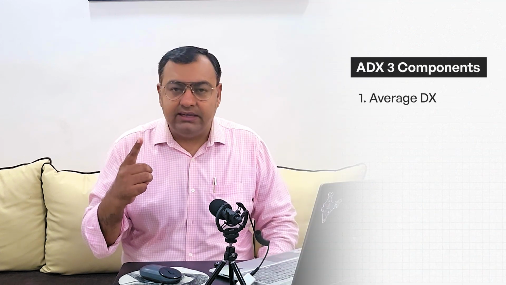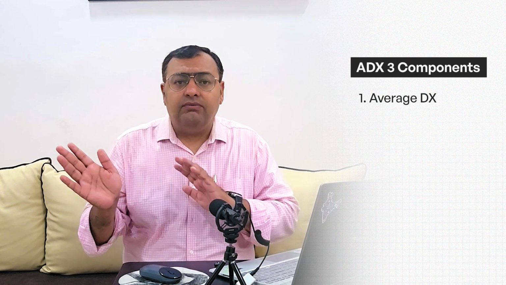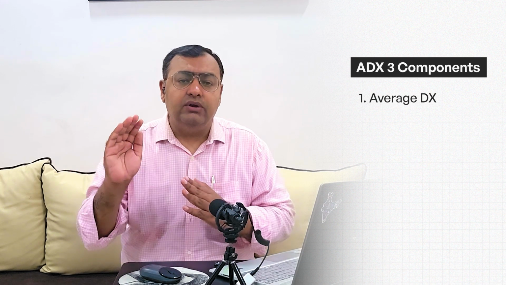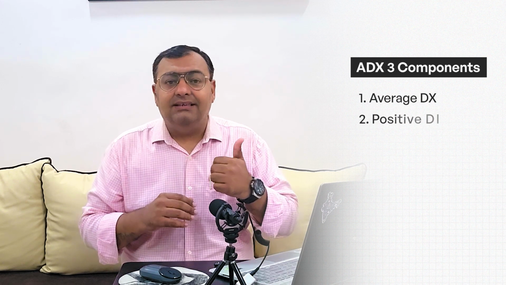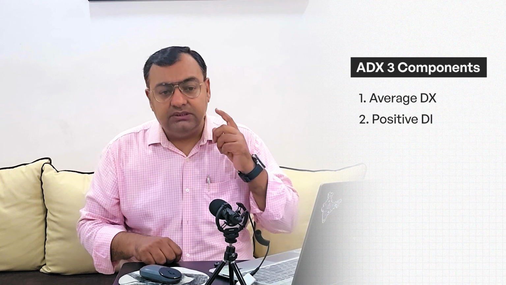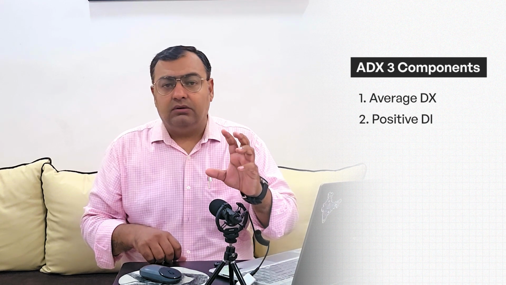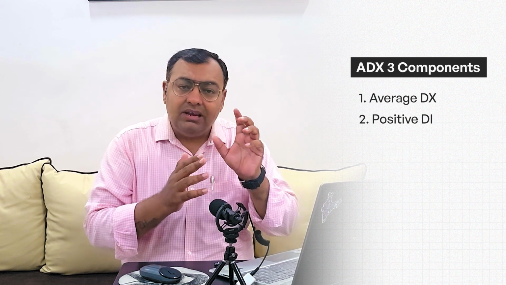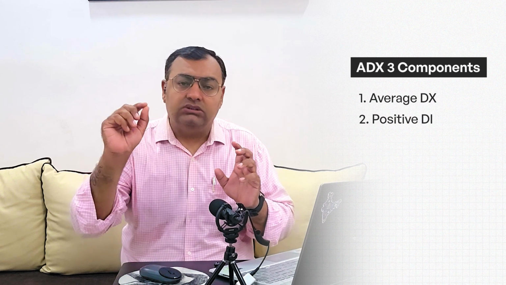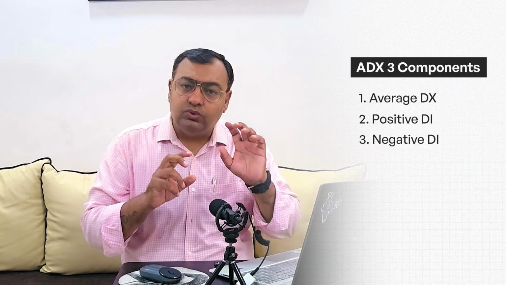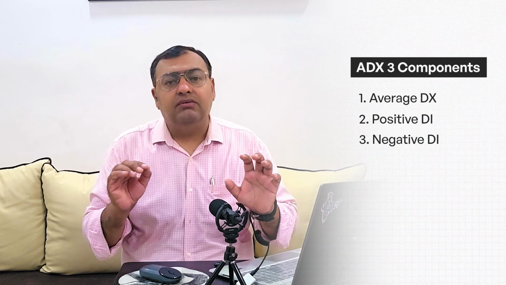So ADX has three components. One is the average DX, called ADX, which, irrespective of the trend, bullish or bearish, gives you an indication of whether there is momentum or not in the stock or index. Second, there is the positive DI. If I am taking 14-period ADX, it will calculate from the last 14 days the positive days, or whatever time frame we are using, and show you the momentum on the positive side. Negative DI calculates only the negative days out of 14 and gives you the negative momentum. So there are three components to it.